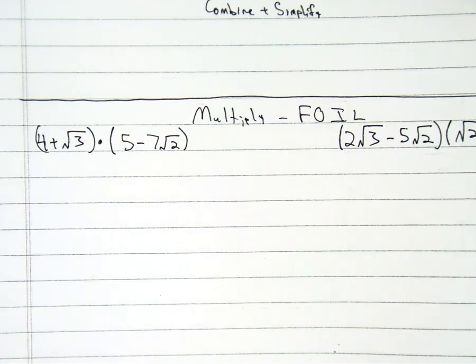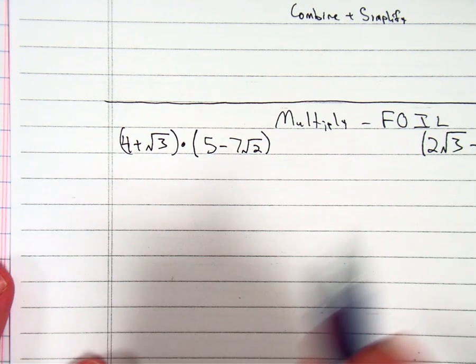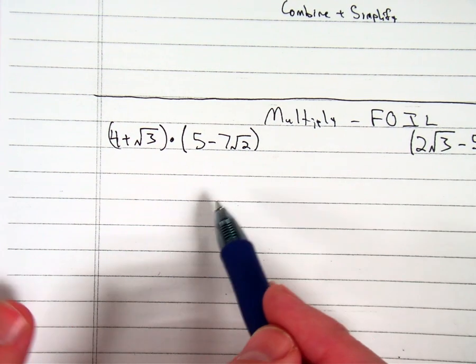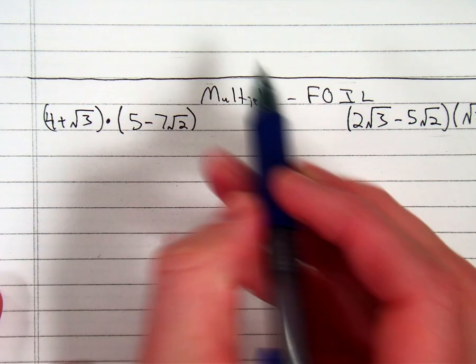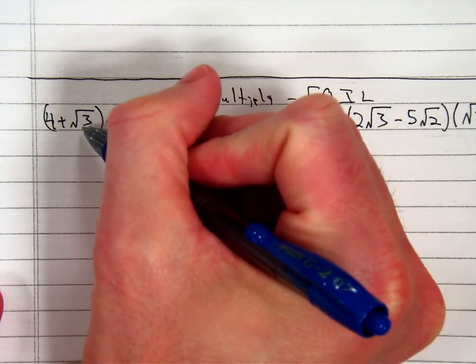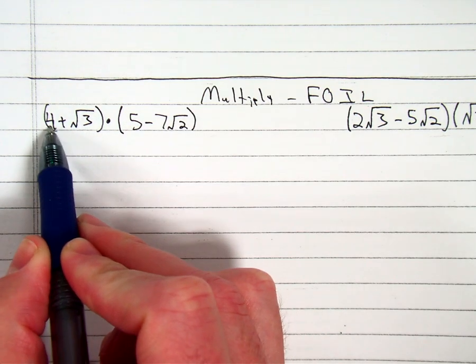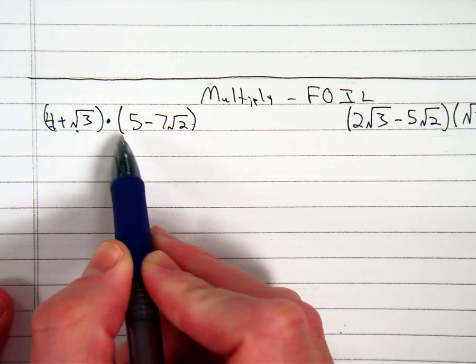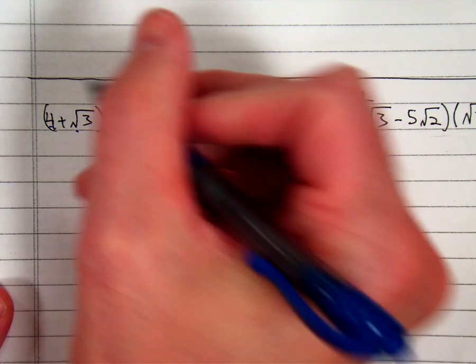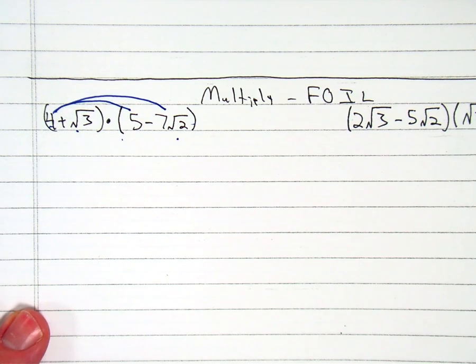Next we have multiplying. And to multiply with these, we're going to use the FOIL technique or distributive property. Okay, we're going to do first, outside, inside, last. Or I like to think of it as just taking this one to both of those, and then this one to both of those. So we're going to take the 4 to both things in the other set.